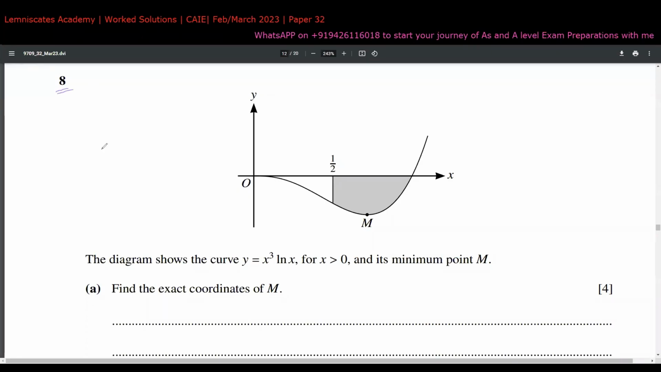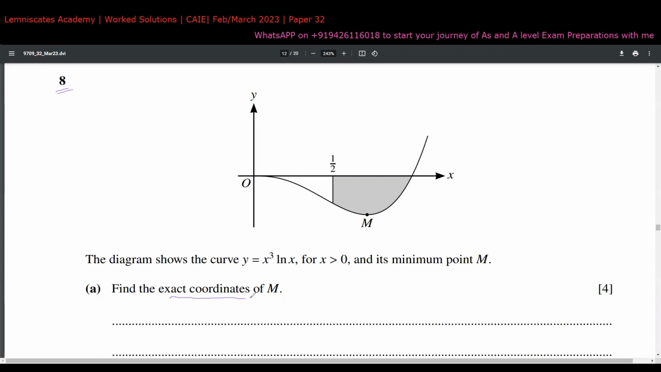Now comes question 8. Over here, the diagram is showing this curve y equals x cubed multiplied by ln x for the positive values of x. And the minimum point is denoted by the letter M and it's marked in the diagram as well. And we are asked to find the exact coordinates of M.